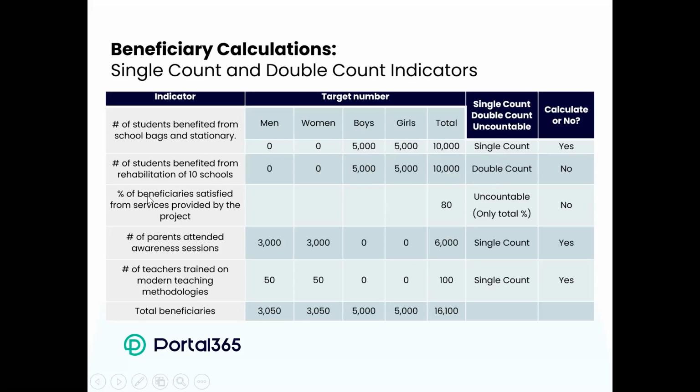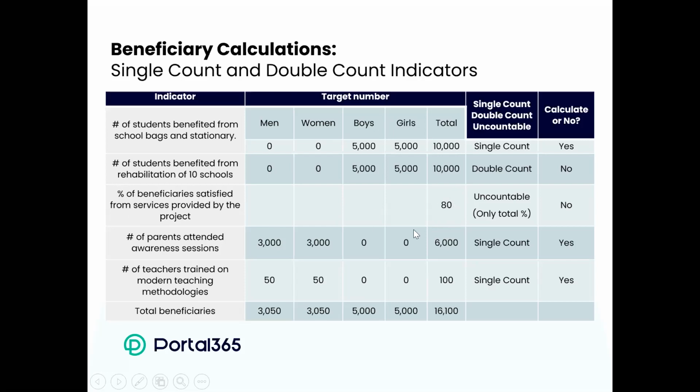Here, the percentage of beneficiaries satisfied with services provided by the project. When we talk about percent, then we don't have men, women, boys and girls. Usually it's 0, 0, 0, 0. And we will talk about only the total percent number of beneficiaries, and we expect, usually, this is the accepted and agreed upon percentage. It's like at least 80% of beneficiaries should be satisfied by the services.